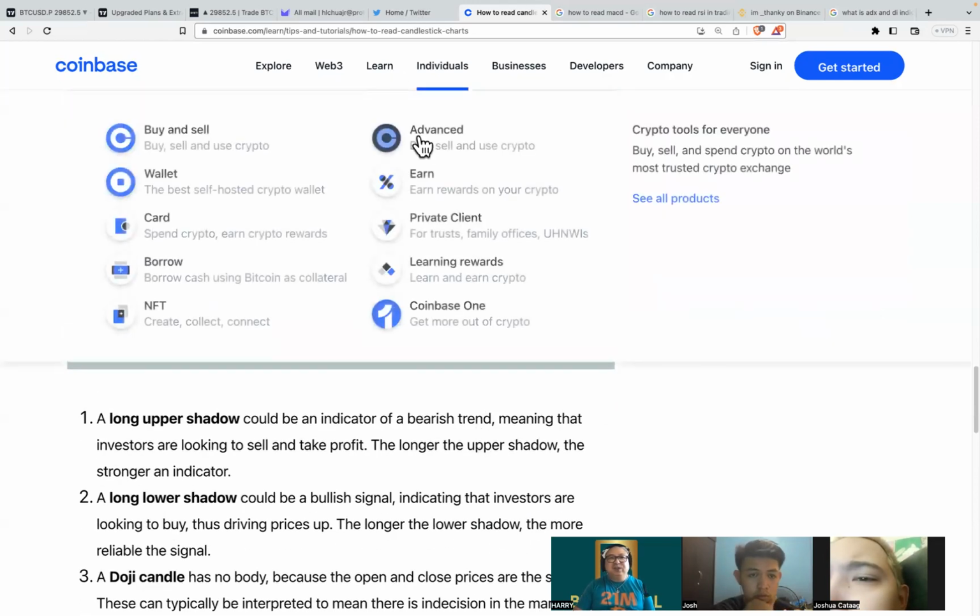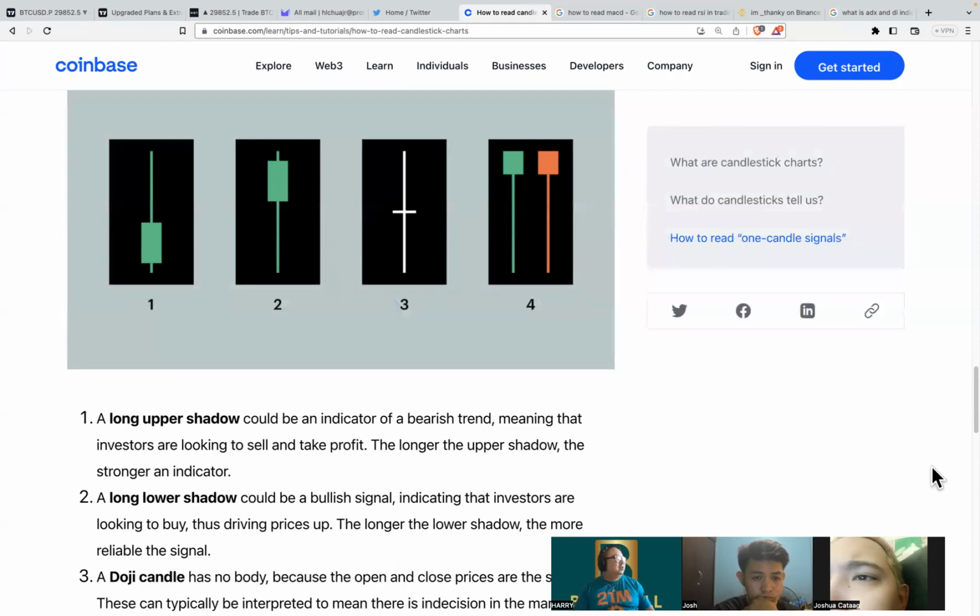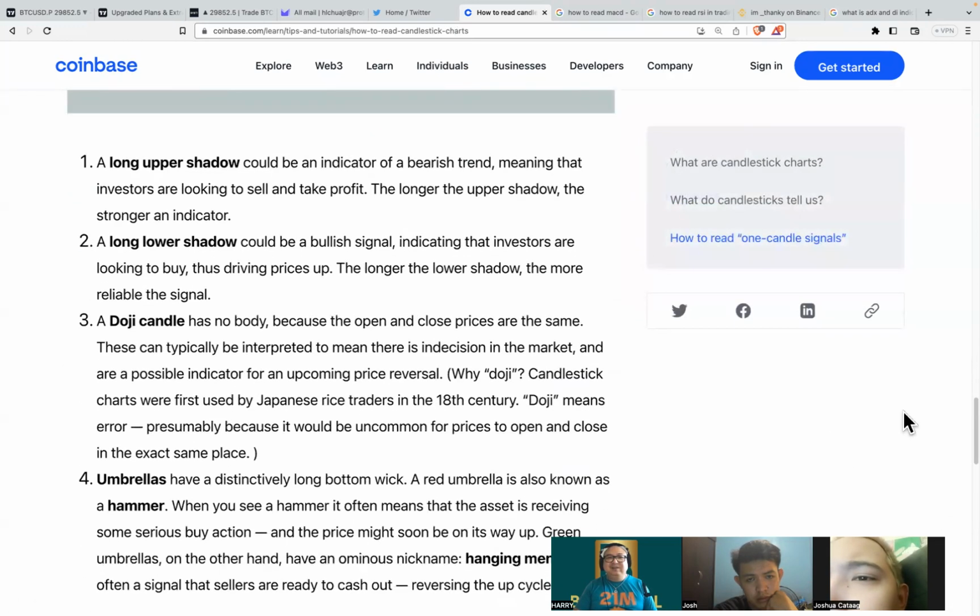Itong doji, this is the doji candle. Marami yung doji, ang pangalan nun. Mayroong doji na gravestone doji at saka yung butterfly doji. Anyway, wag na lang natin, basta yung doji, undecided.